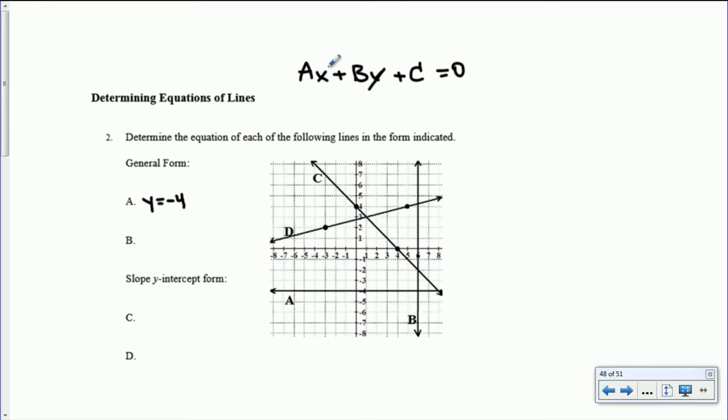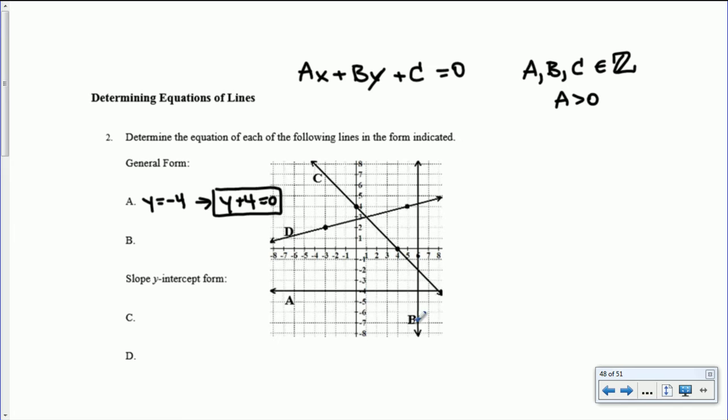Each of these letters, capital A, capital B, capital C, all have to be integers, and A needs to be also greater than 0. That's my condition to get general form, so this doesn't look like that. So I need to get everything to one side. I don't need to hit the requirement that A is greater than 0, because A is 0 to begin with. So we have y plus 4 equals 0. That's as best we can do with that one.